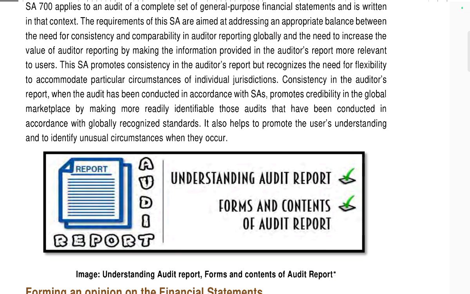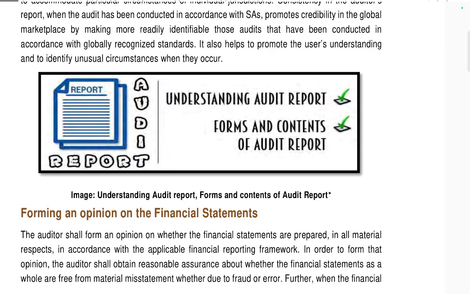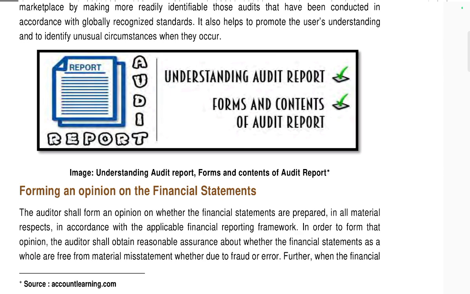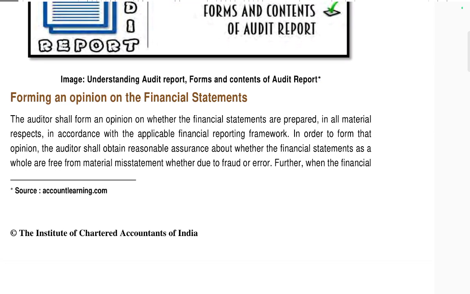Consistency in the auditor's report, when the audit has been conducted in accordance with the standards on auditing, promotes the credibility of the global market by making more readily identifiable those audits that have been conducted in accordance with globally recognized standards. It also helps to promote user understanding and to identify unusual circumstances and events. Understanding the audit report covers the forming of an opinion and the opinion statement.